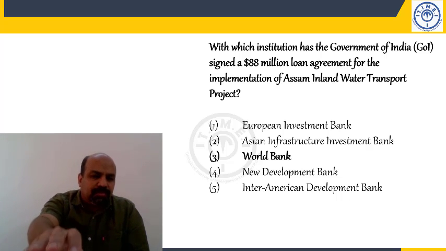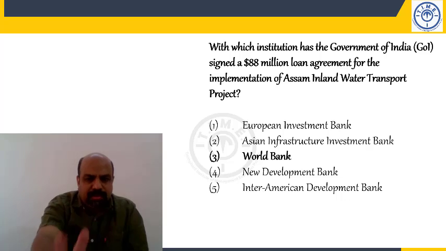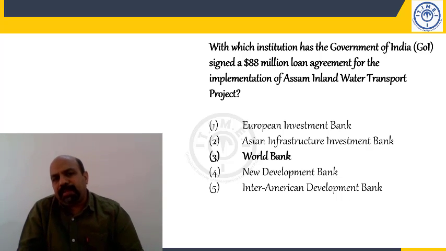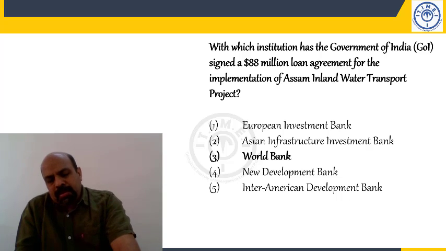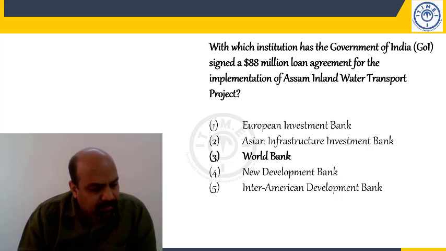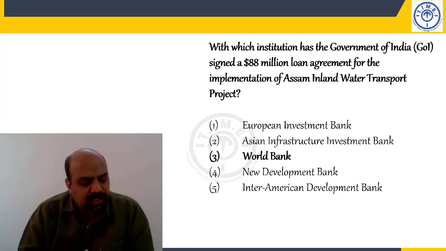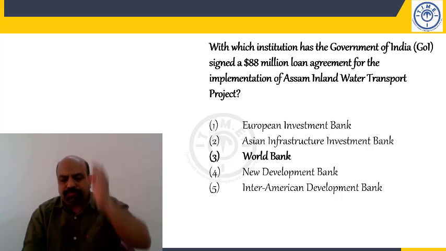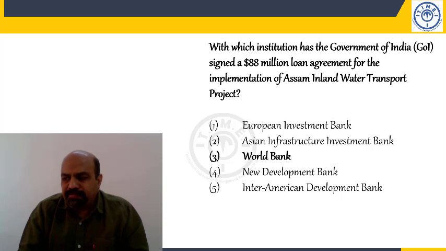Because we have written multiple times about 1, 2, 3, 4, that 5 is the Inter-American Development Bank. Inter-American Development Bank, established 1959.